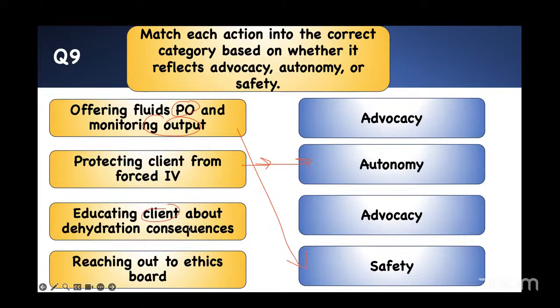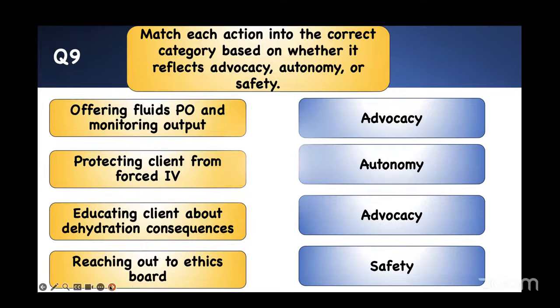Educating the client about consequences and reaching out to the ethics committee. These are all advocacy. You're acting as a nurse. Advocacy is basically educating them and then reaching out to the committee to help with the situation. When you're protecting them from forced IV, you're ensuring they have their autonomy, and offering fluid and monitoring them is providing safety. You don't want them to get injured. This case is called Ethical Principles, Fundamentals of Nursing, to help you in nursing school and the NCLEX.